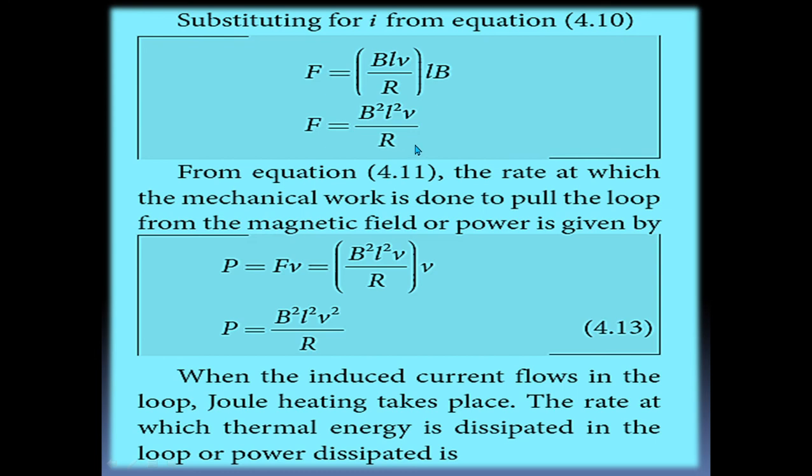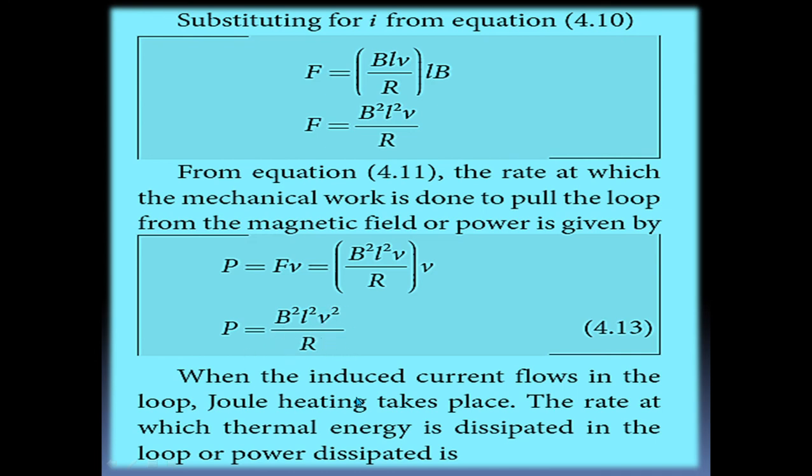From equation 4.11, the rate at which the mechanical work is done to pull the loop from the magnetic field, or power, is given by. So what is the formula for the power? Power P is equal to force into velocity, so F into v. What is the value of F? B square L square v divided by R. Just substituting this value, we obtain B square L square v divided by R into v. So v into v, v square. So B square L square v square divided by capital R. This is the power formula. This is a very, very important formula for your 3-mark problem.